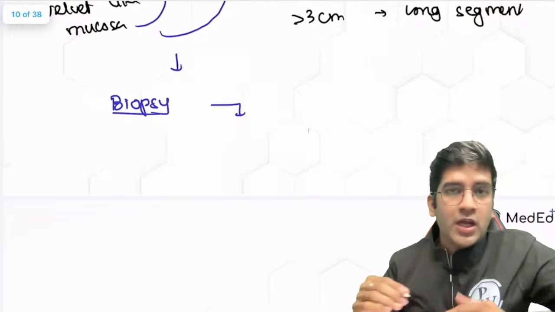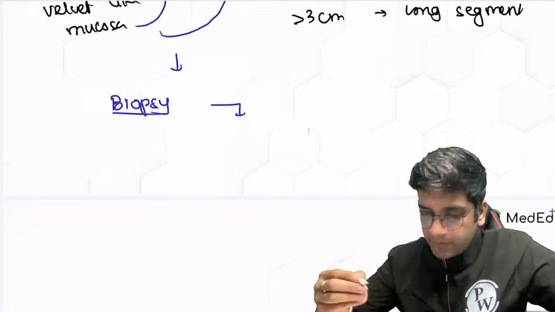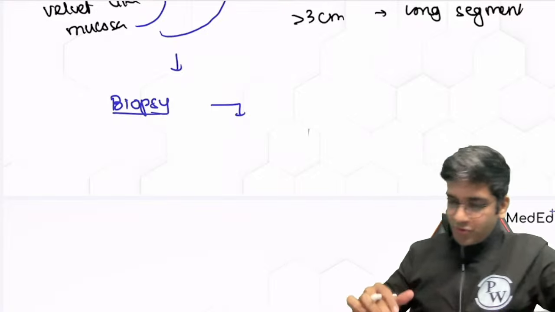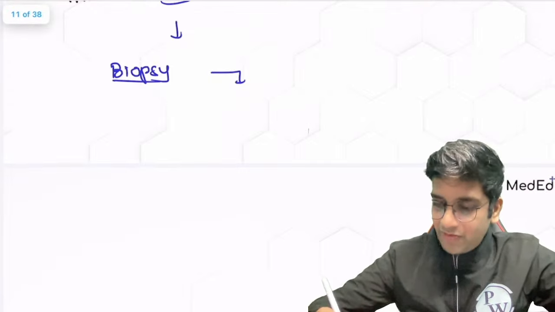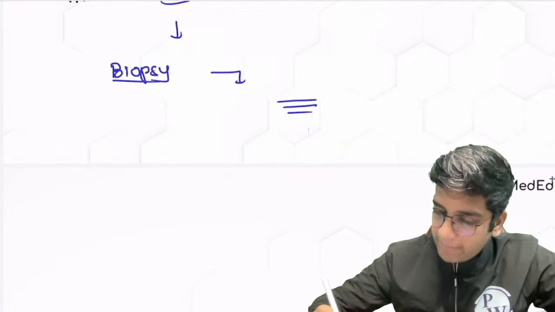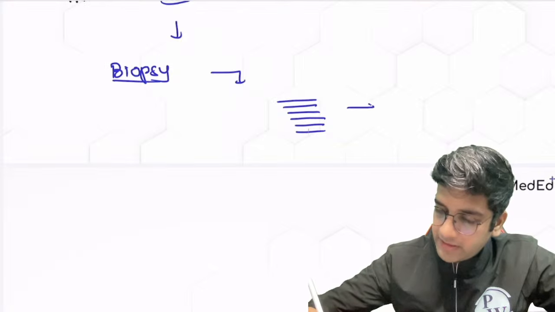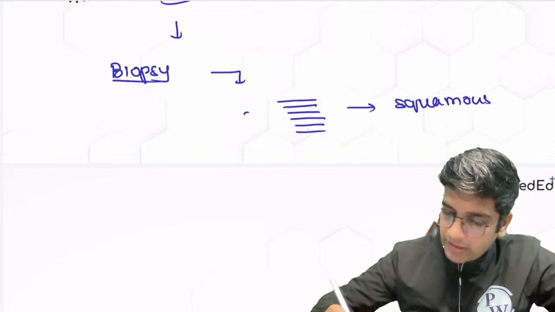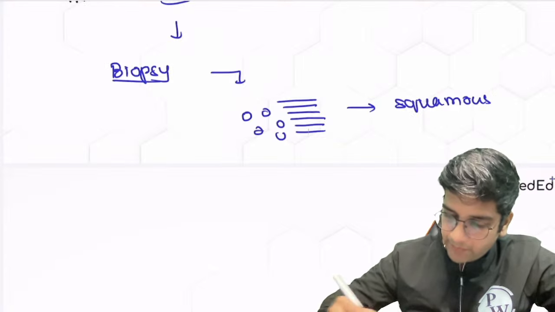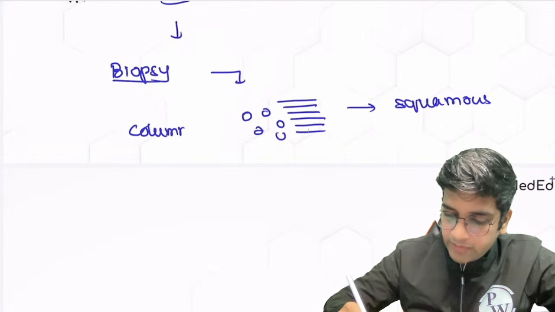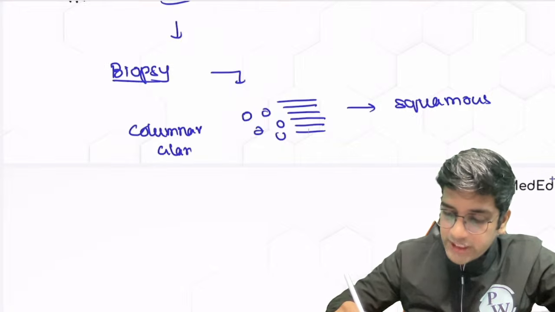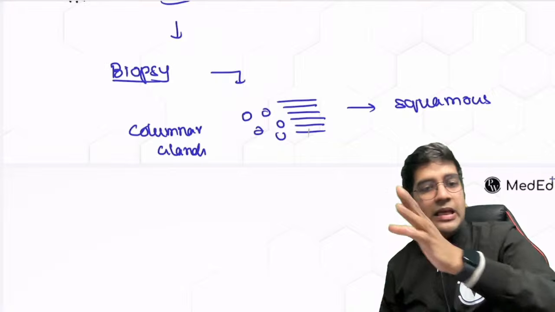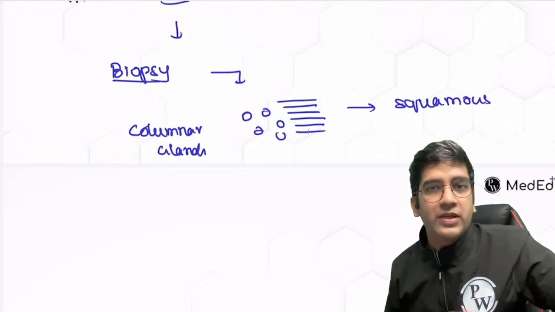So when you do a biopsy, how do you identify Barrett's esophagus under the microscope? Again, same thing: multi-layer and a single layer, right? Multiple layered stratified squamous epithelium will be there on one side, and you'll have columnar epithelium. Columnar epithelium generally will form glands. The easiest way to pick up columnar epithelium is the gland formation, and the easiest way to pick up squamous epithelium is the multiple stratified layers.